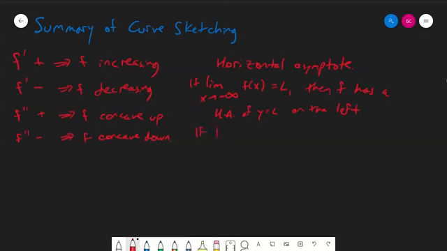And in the same way, if the limit as x goes to positive infinity is equal to some value, maybe I'll call it m, well then f has a horizontal asymptote of y equals m on the right.